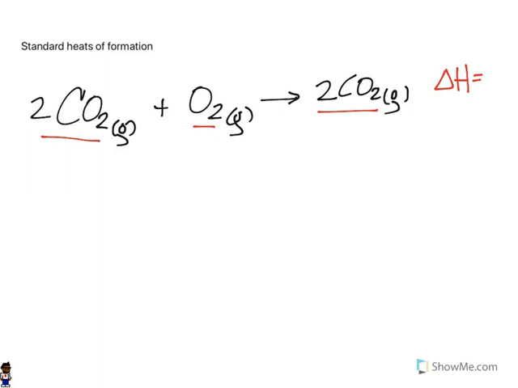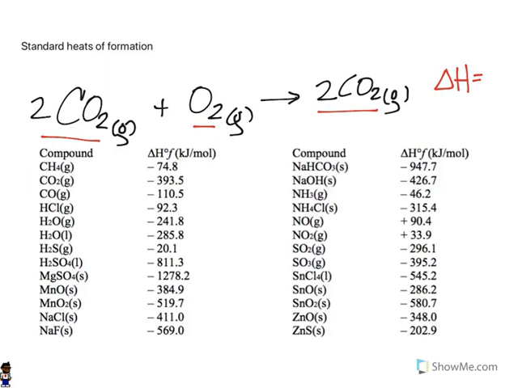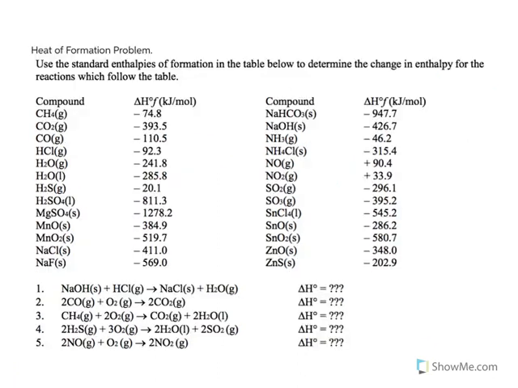Except, what if you didn't have Hess's law? What if all you had was this table? Well, it turns out that this table is more than sufficient to find delta H without using Hess's law. In fact, you could solve all of these equations. You could find their delta H values using nothing but this table right here. And we're going to learn how we do that.